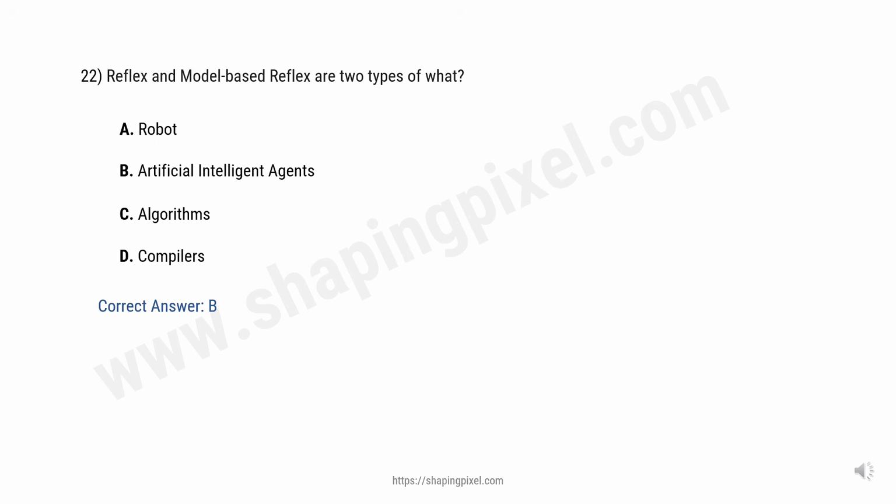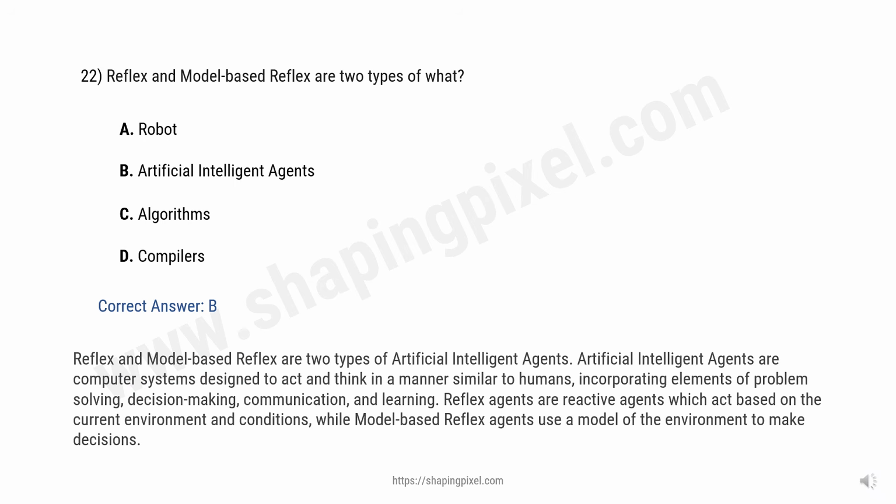And the correct answer is Option B. Artificial intelligent agents. Reflex and model-based reflex are two types of artificial intelligent agents. Artificial intelligent agents are computer systems designed to act and think in a manner similar to humans, incorporating elements of problem-solving, decision-making, communication, and learning. Reflex agents are reactive agents which act based on the current environment and conditions, while model-based reflex agents use a model of the environment to make decisions.